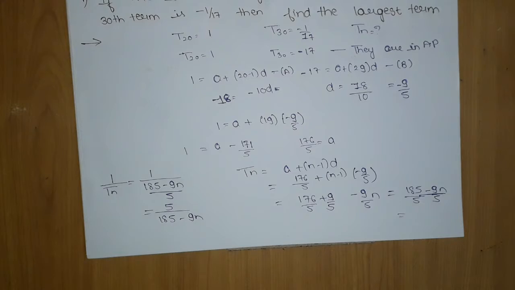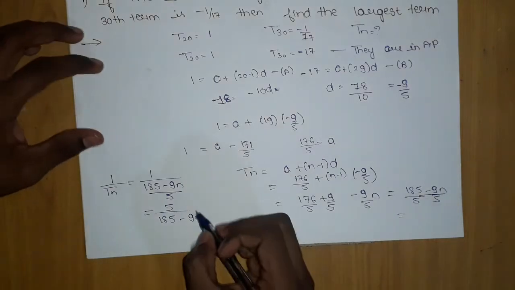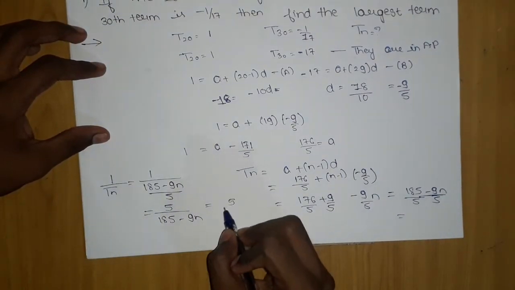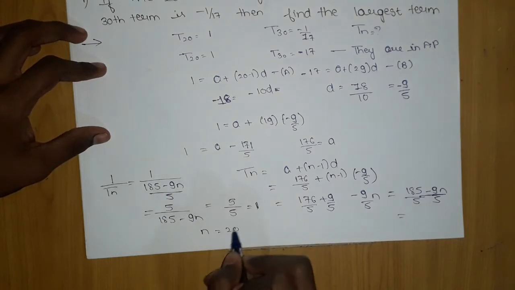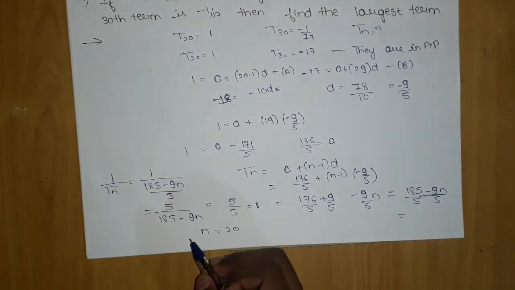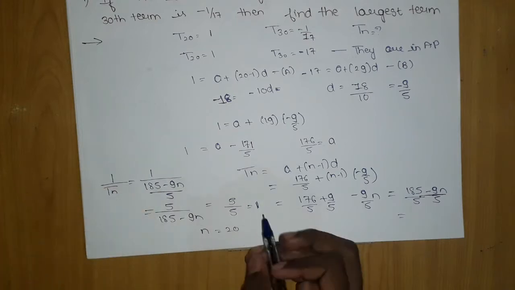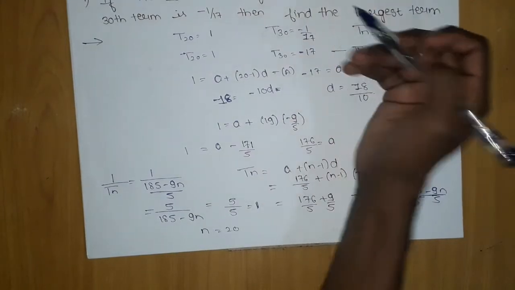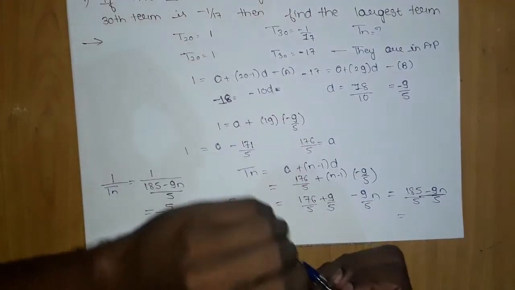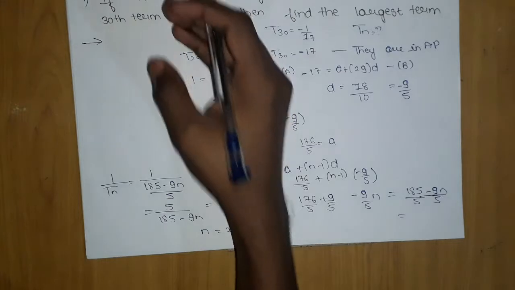At n equals 10, 9n is 90. At n equals 20, 9n is 180. After that we cannot get any lower, so the denominator is 5, and we are getting 1. At n equals 20 it will be 180, so we get 5, and after 5 we have divided it into 1. So the least possible is at n equals 20, and the largest term is at n equals 20.